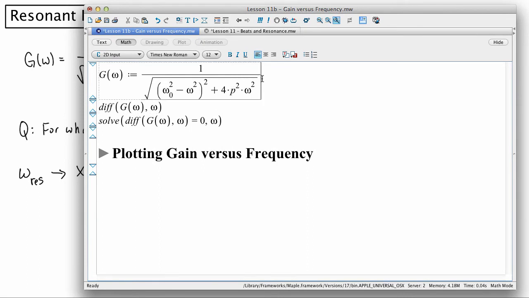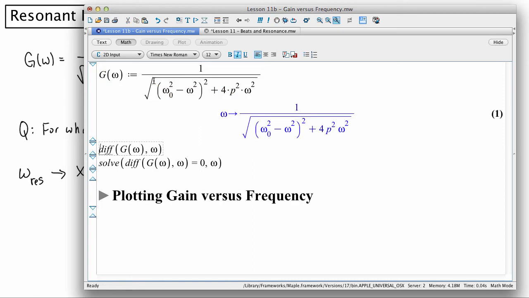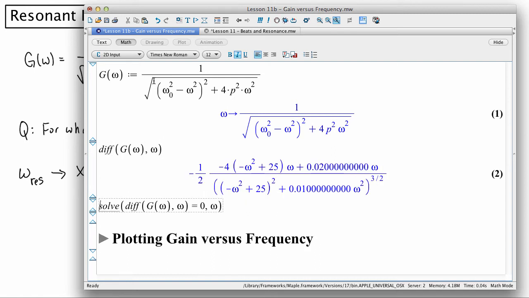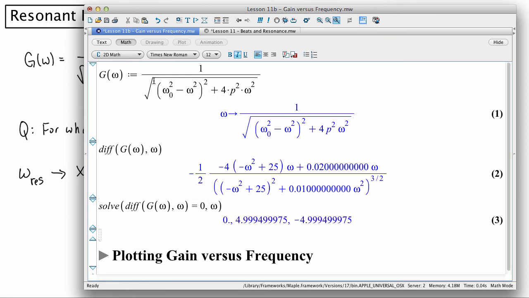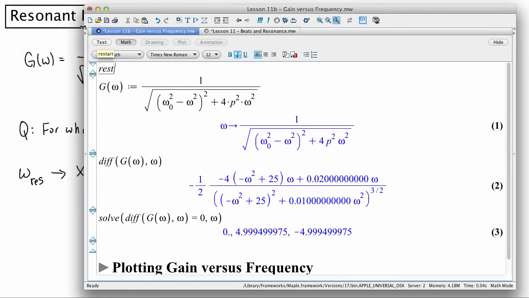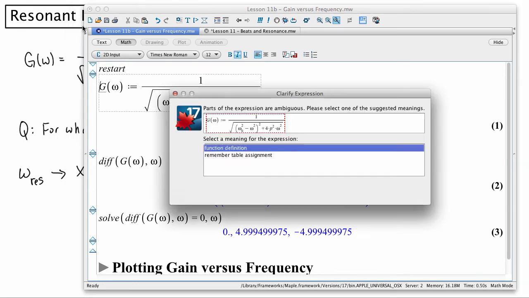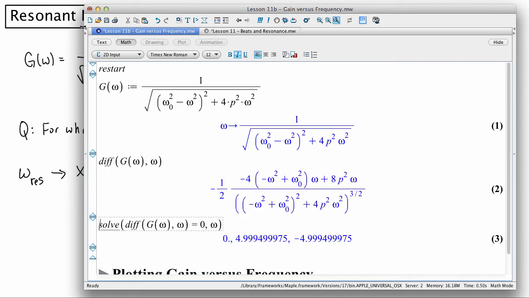So you can see here that I have the gain defined. Let's go ahead and enter that as a function. And I'm going to go ahead and differentiate that with respect to omega just to show it to you. So there's the derivative of that. And then I'm going to solve that, and actually I think I need to restart this because I had one of my variables assigned in a previous thing. So let me quickly restart this. There we go. That's better.